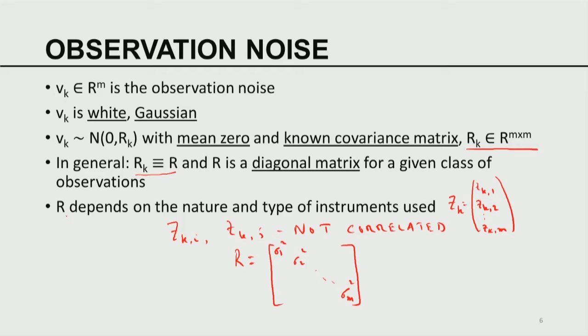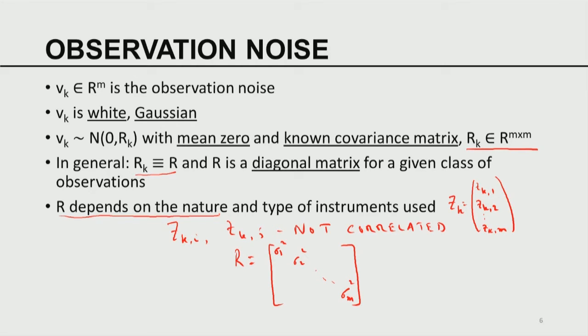Again, I would like to emphasize the variance depends on the nature and the type of the instruments used in the observations. So here comes the challenge. When it comes to satellites, we generally don't know too much about the error properties, especially if a satellite has been around for a long time, the quality of the measurements changes in time. So one probably has to make approximations.